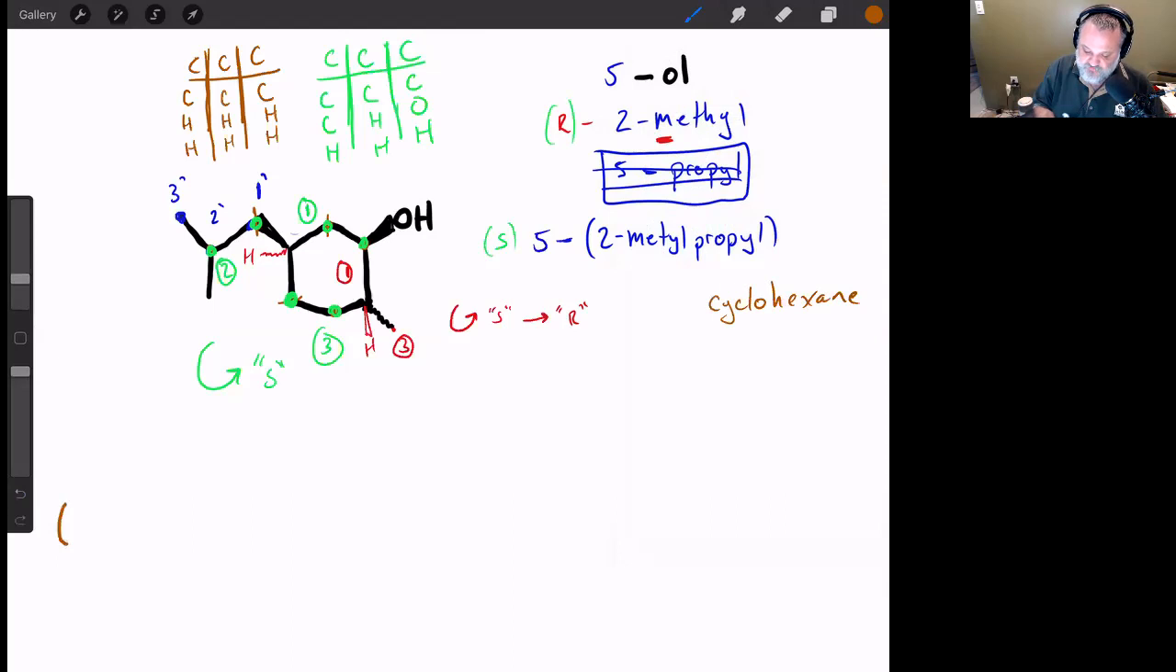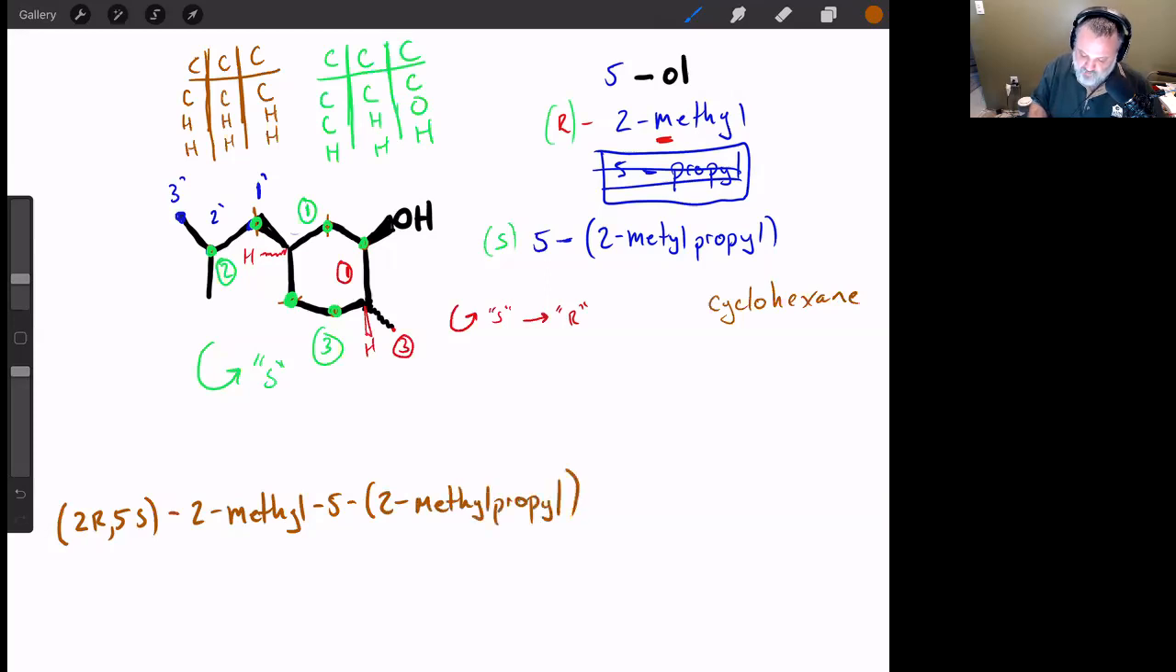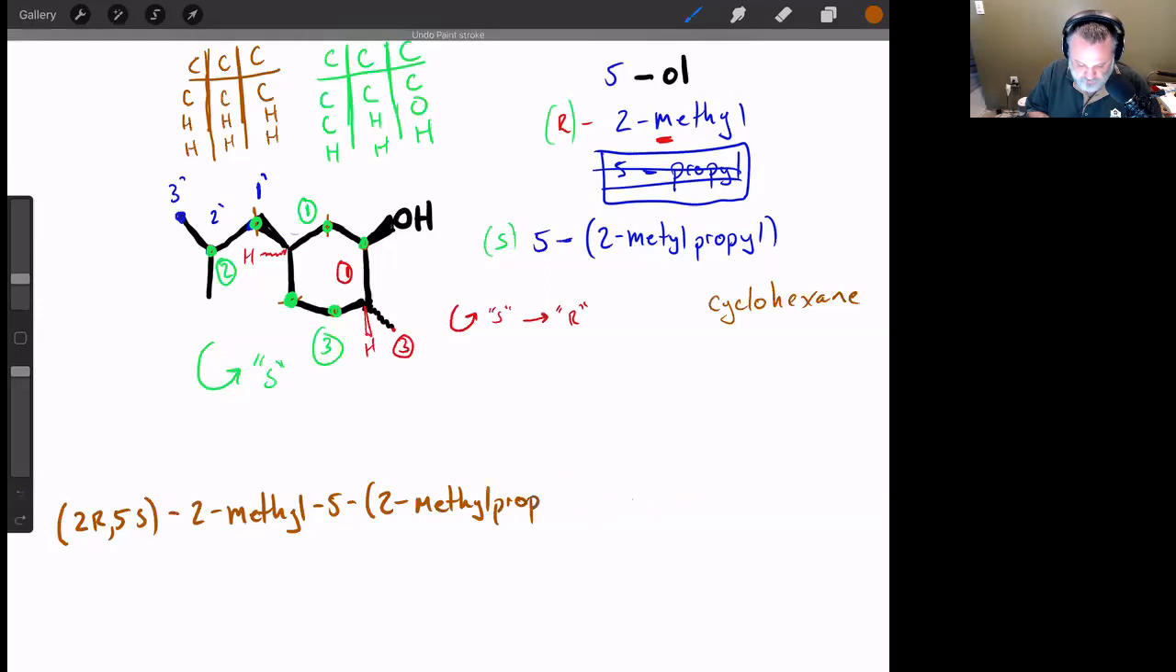So it looks like I have a 2R, 5S, 2-methyl, 5, 2-methylpropyl, cyclo... I forgot something. What did I forget? Let's use the back button like it never happened.